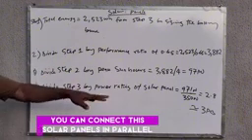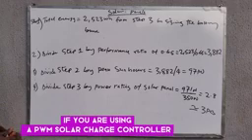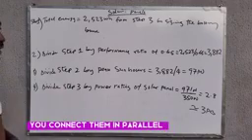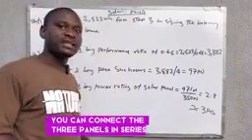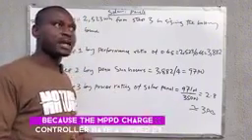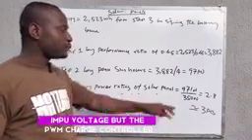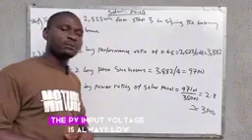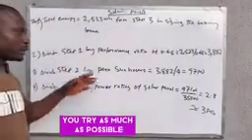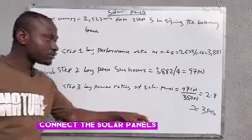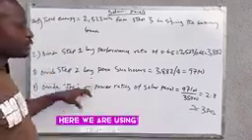You can connect these solar panels in parallel if you are using a PWM solar charge controller. Now, if you are using an MPPT charge controller, you can connect the 3 panels in series because the MPPT charge controller has a higher PV input voltage, but for the PWM charge controller, the PV input voltage is always low. So you try as much as possible to connect the solar panels to match the nominal system voltage of your battery bank. So here we are using 24 volts.